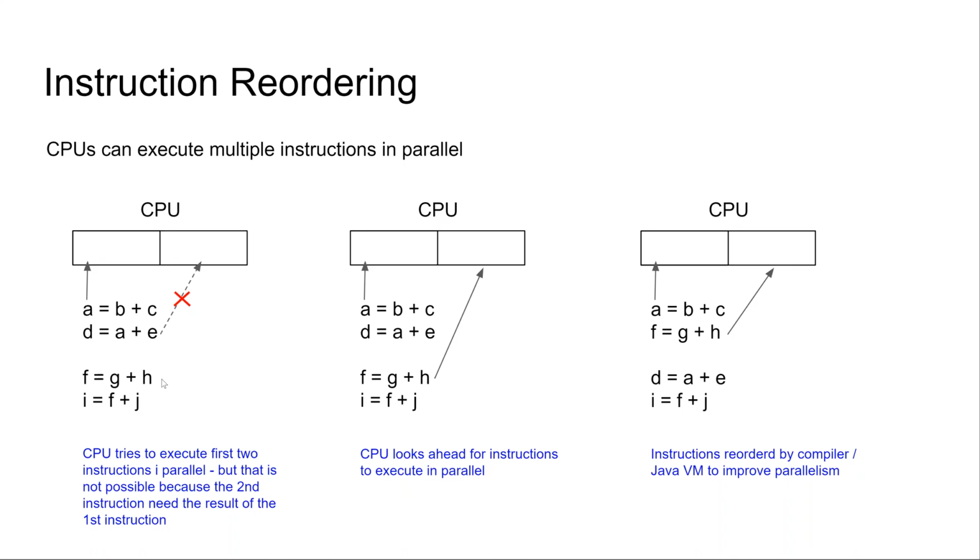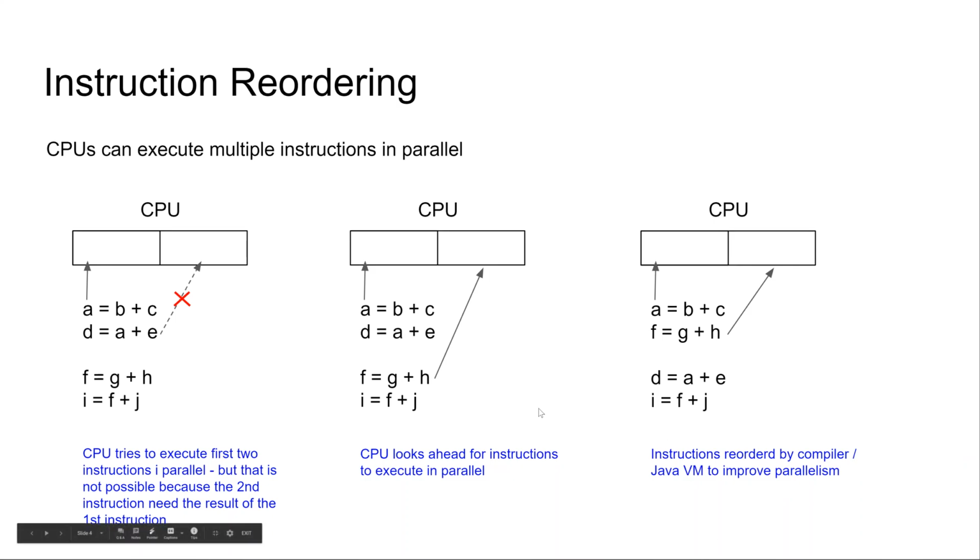And the same is true in the second set of instructions here, where the second instruction uses F, which is the result of the first instruction. So these two instructions can also not be executed in parallel. But these two could be executed in parallel, right? Because F equals G plus H does not depend on anything from the instruction D equals A plus E.